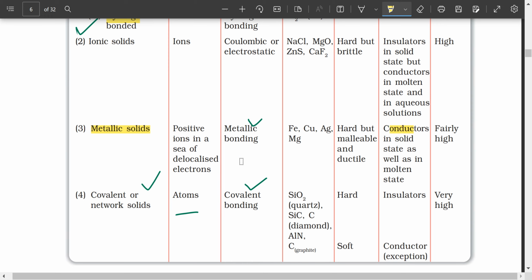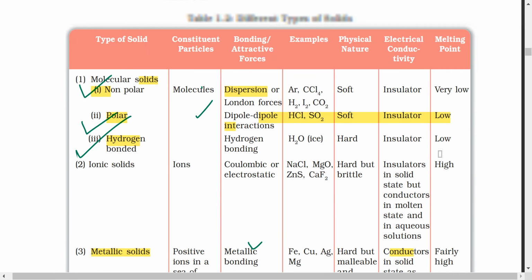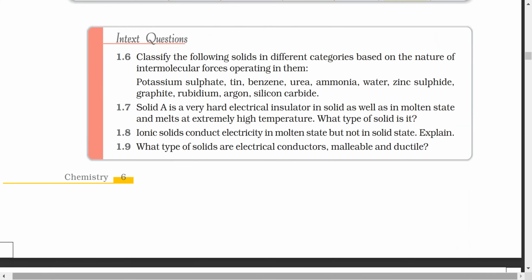Fine. Covalent में हमने देखा again there they can be graphite which is an exception and it's a conductor because of its structure, layered structure. ठीक है, और जो hexagonal geometry है. And there's also given the melting point. ठीक, you can just go through the table.